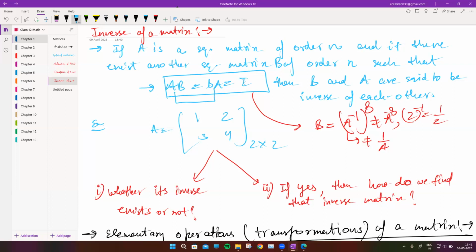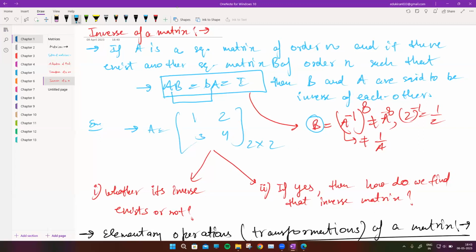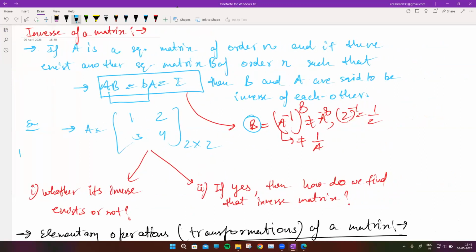So for any square matrix, let's say this is a matrix A, if we can find another matrix B which satisfies this condition, A into B or B into A is equal to identity matrix. And if you forgot about identity matrix, I would like to revise that again, because identity matrix will be very important going forward during this whole conversation of inverse of a matrix.